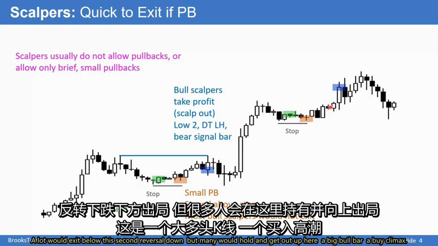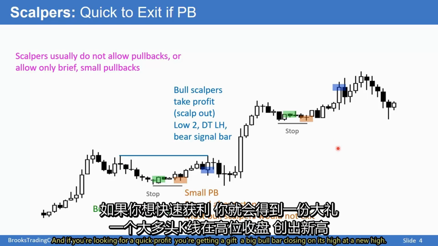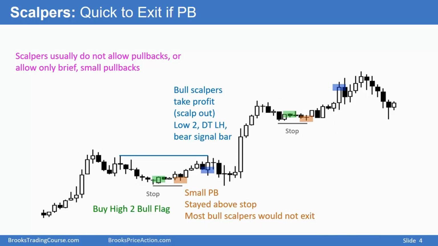A lot would exit below this second reversal down, but many would hold and get out up here. A big bull bar, a buy climax. And if you're looking for a quick profit, you're getting a gift, a big bull bar closing on its high at a new high.